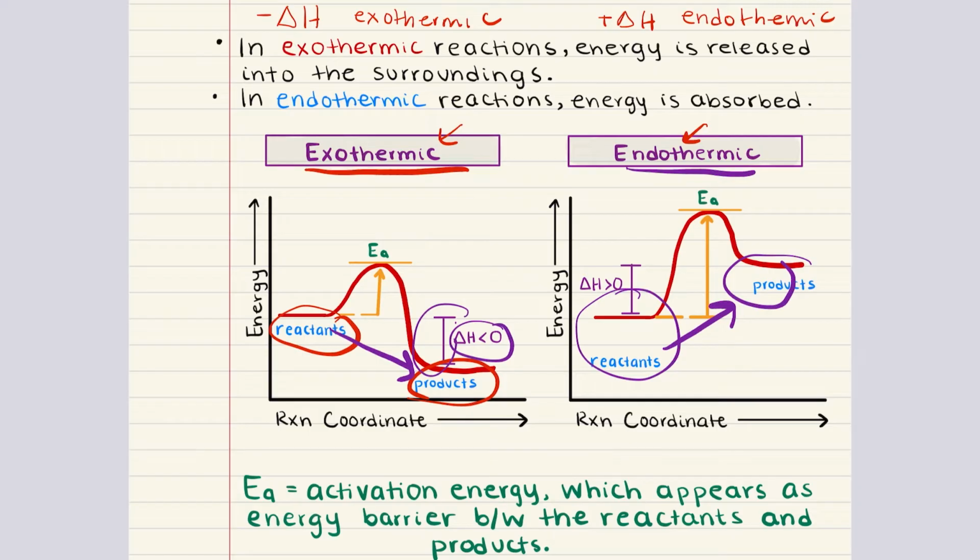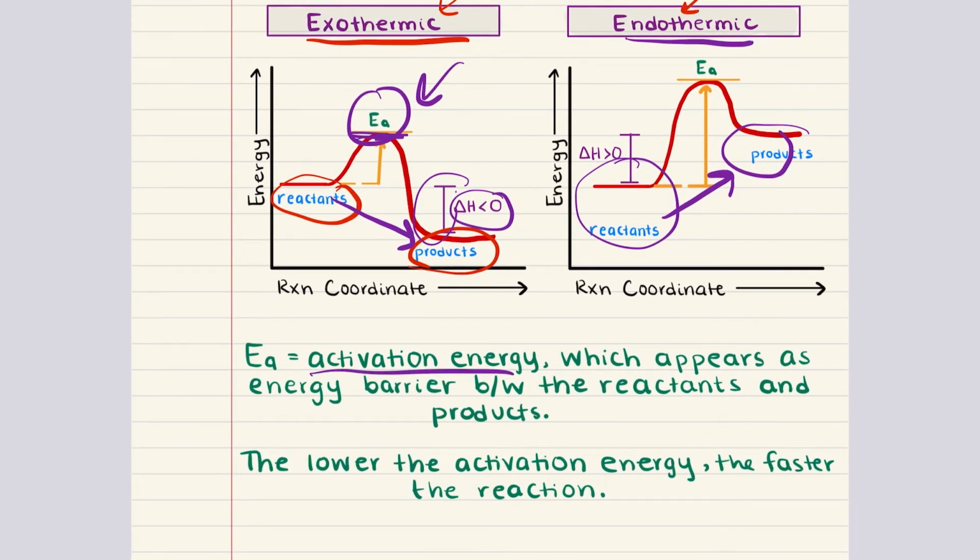In both types of diagrams, the highest point on the energy path represents the transition state, this point of maximum energy that the system must overcome to proceed from reactants to products. Now, the peak is indicative of the activation energy that's required to initiate the reaction. The lower the activation energy, the faster the reaction.